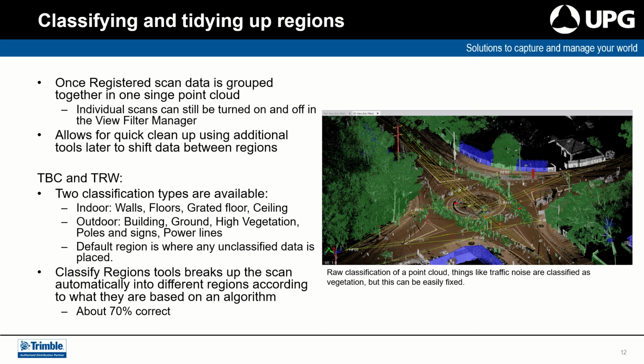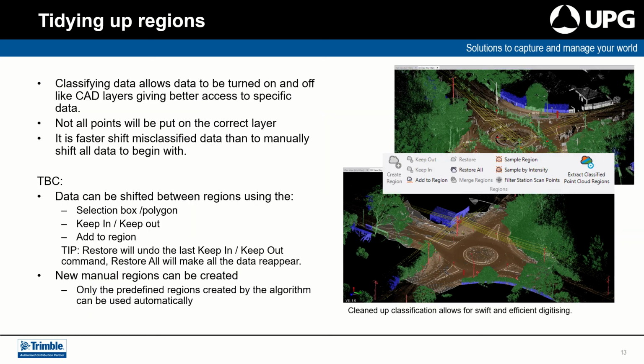The classification tool is generally about 70% correct. It sounds like it should be higher than this. However, this gets you a significant portion of the way through the classifying and the processing of your scan data, and it's only minor tweaks that need to be made to shift the remaining data into their desired levels to help you get the desired outcome.